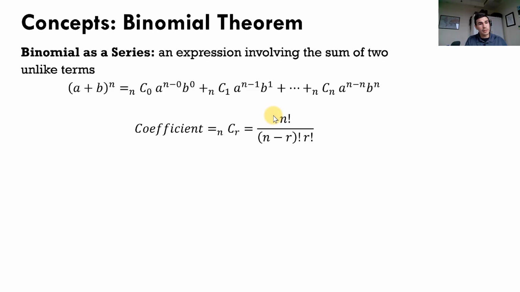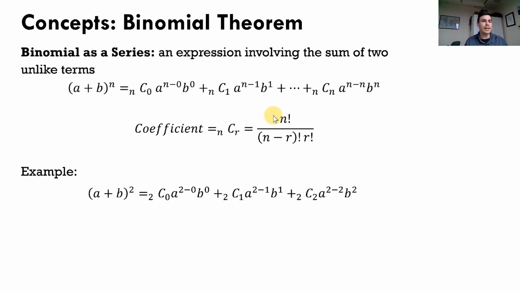So r starts off as 0. For the second term, then r increases to 1, and so on until you reach the value that r equals n. Okay, so let's take a look at this example.